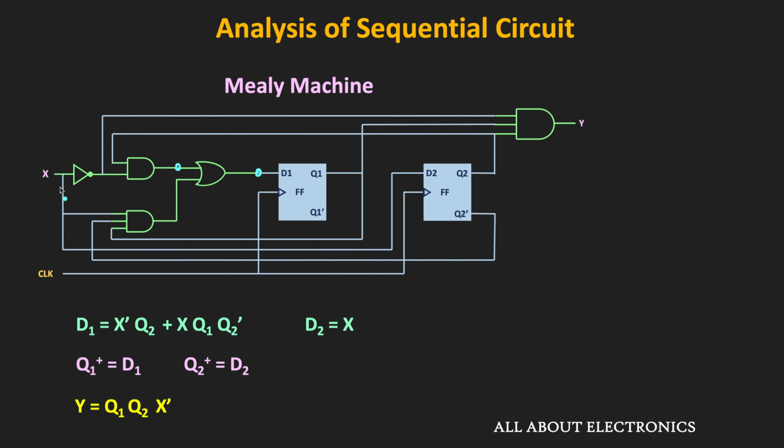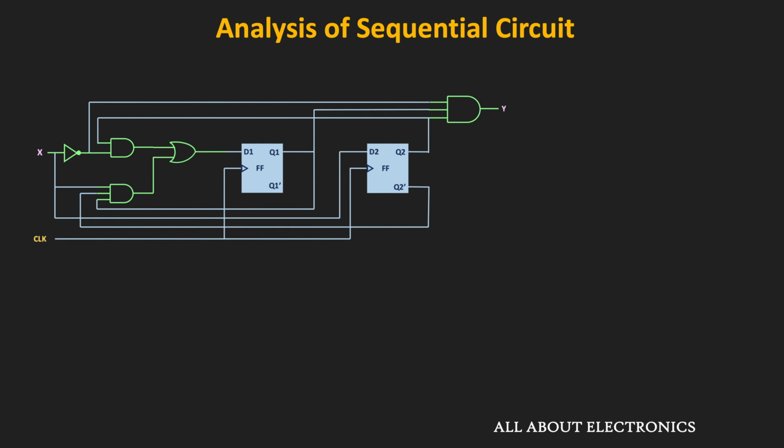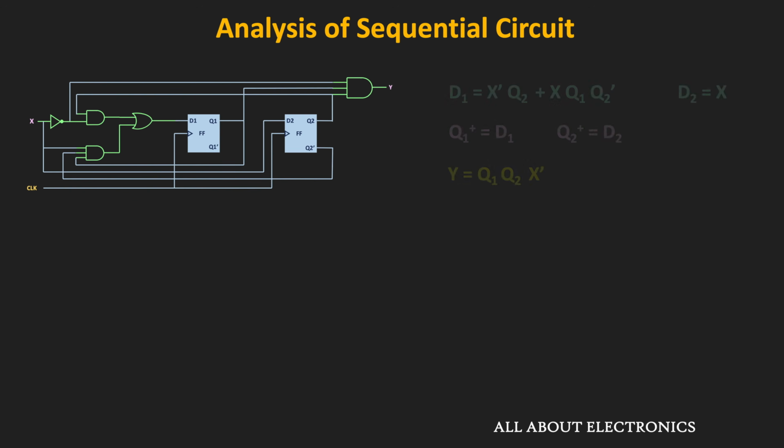So as you know, for the D flip-flop, in the next state, the output is same as the input. That means here, this Q1 plus and the Q2 plus will be equal to D1 and D2. Where here, this plus indicates the next state of the flip-flops. And here as you can see, this output Y is equal to X bar dot Q1 dot Q2. So with the help of the state equations, we can easily draw the state diagram.